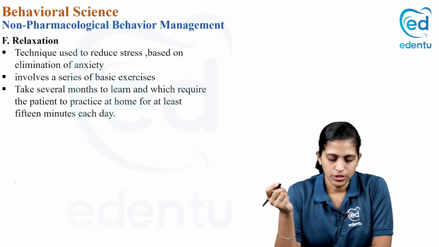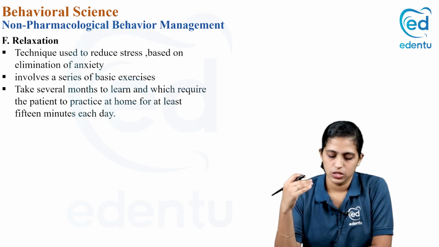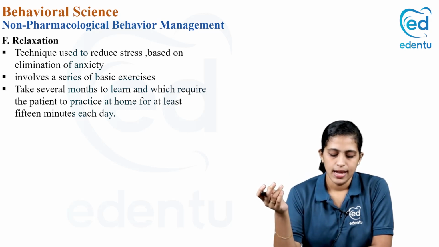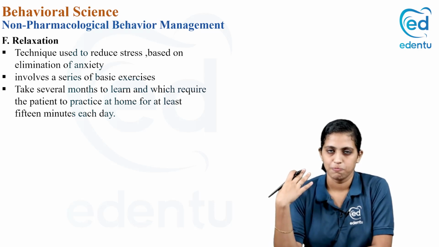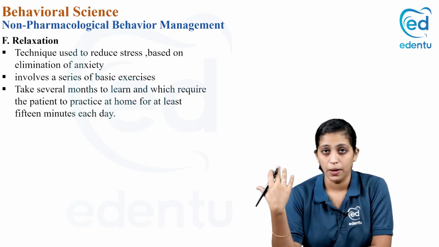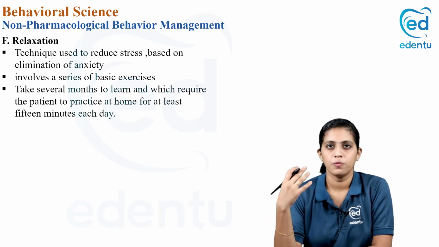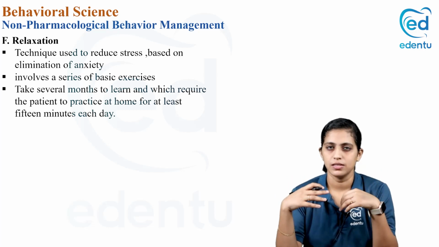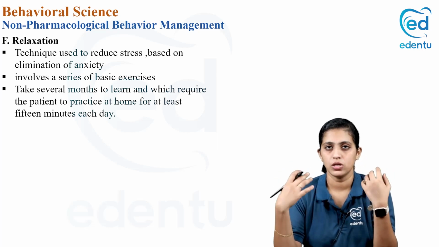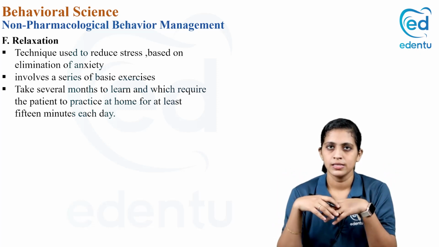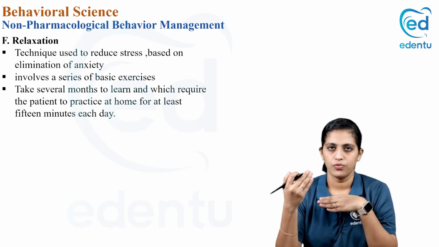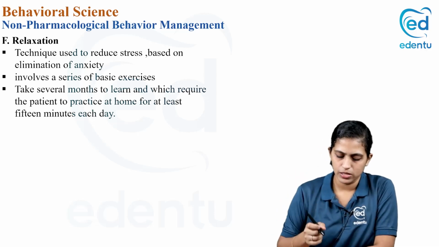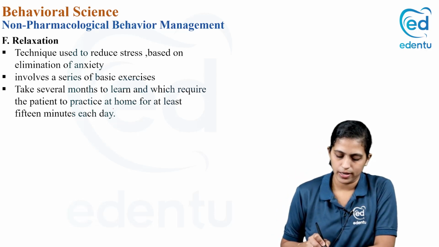Next comes relaxation. This is a technique used to reduce stress based on the elimination of anxiety. It involves a series of basic exercises. These are exercises that are given to the child long before the treatment. A child who has anxiety practices this. It takes a few months to learn these exercises and they help the child relax so that when they come to the dental office, they come more relaxed. It takes several months to learn, and requires the patient to practice at home for at least 15 minutes each day.